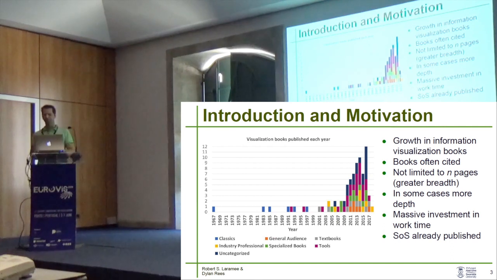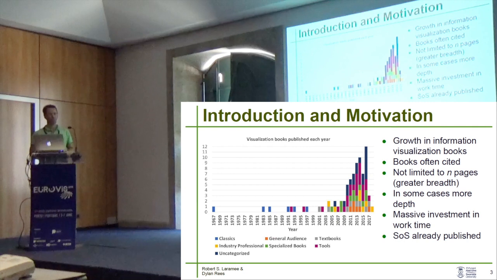We do know that books are often cited in survey papers and in research papers. They're a great contribution to the community. They're not necessarily limited in their page length the same way research papers are. So there's no artificial 8-page or 9-page limit. Therefore, they can go into a lot greater depth and breadth on any given topic.